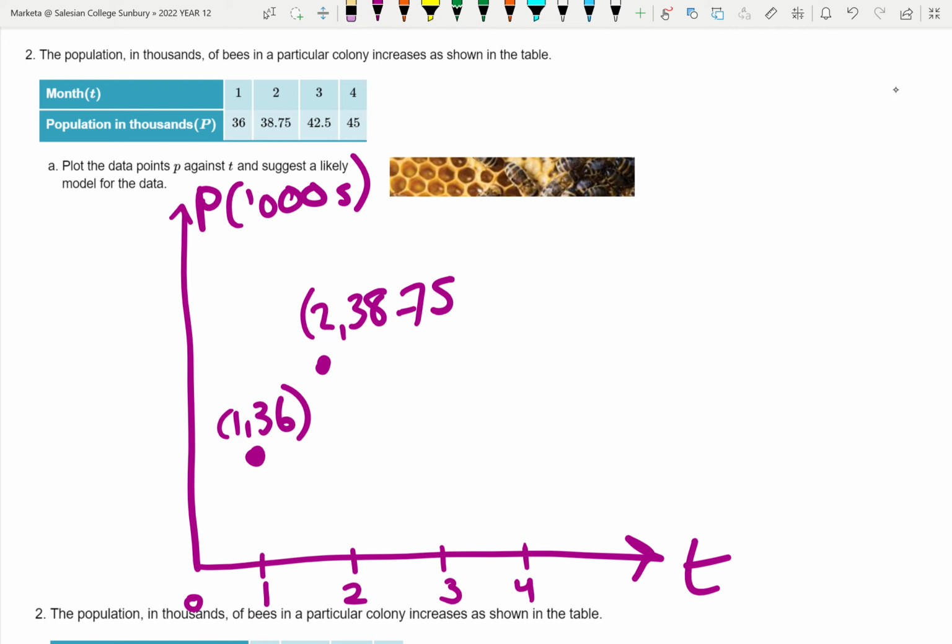Oh, I haven't left much room there. Let's put it here. And of course the last one, 445, so let's put that here. If we were to connect those points, we wouldn't be able to connect them with a ruler, even on graph paper or with your CAS. But you can see that it moves pretty much as a straight line. If we were to put a regression line in, it would be linear. So I would say the likely model would be linear.